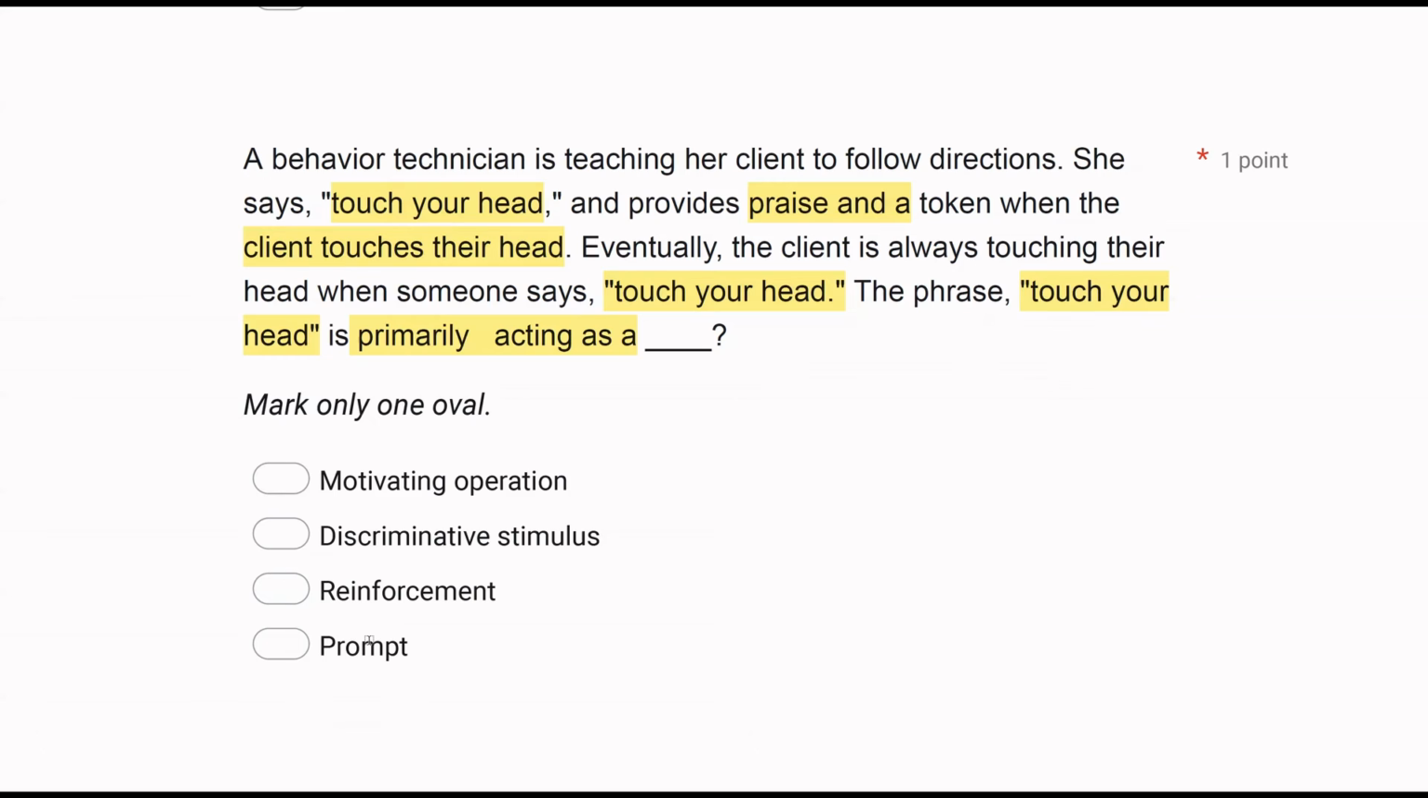And it's not a prompt, because a prompt is in between our SD and response. Right now, the client, as soon as they hear touch your head, they do it. They don't need a prompt. So when you have a discriminative stimulus, which evokes behavior, all that SD is doing is signaling to the client or the learner a consequence is available for engaging in this behavior. Touch your head is signaling to the client, if you touch your head, you will get praise and a token.